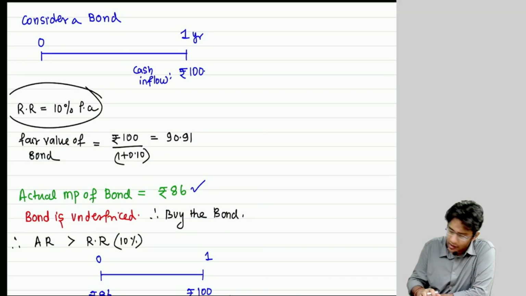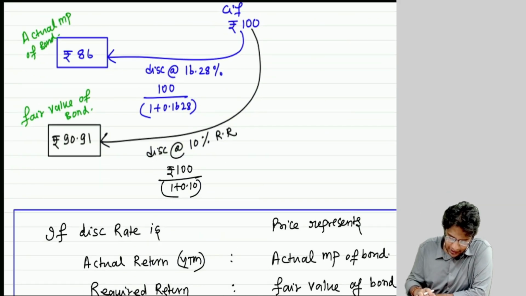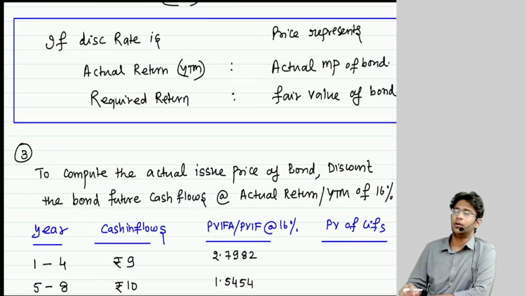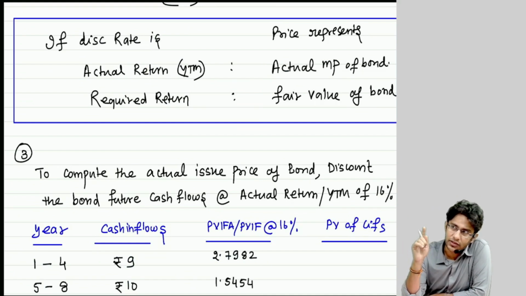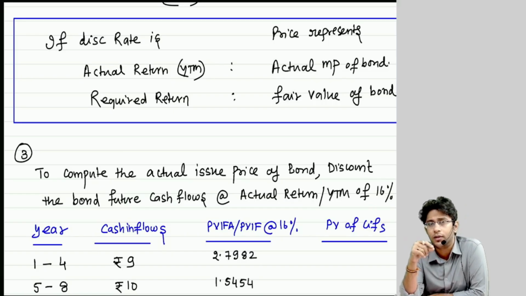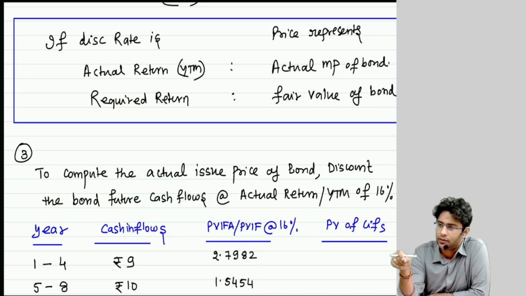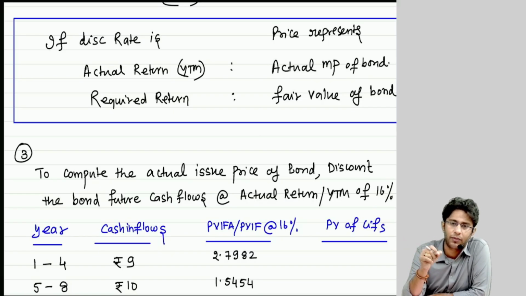Then, I have given an example. The example ultimate summary is this. Bond ka cash flows cannot change, sir. Bond ka cash flows are already fixed. So, if you discount all that bond cash flows to today using required return, then the result is called the fair value of the bond.